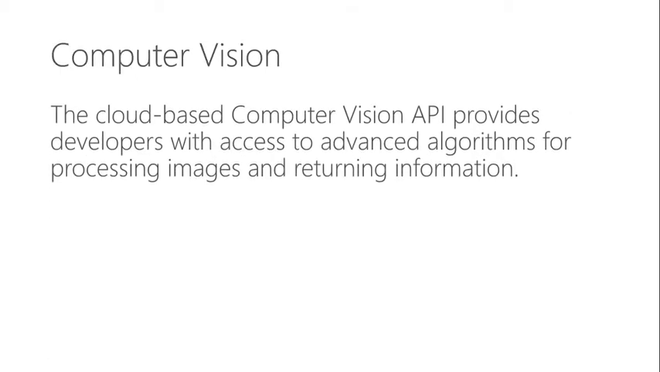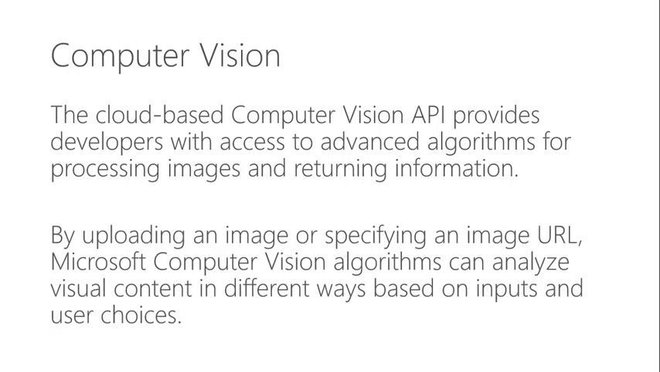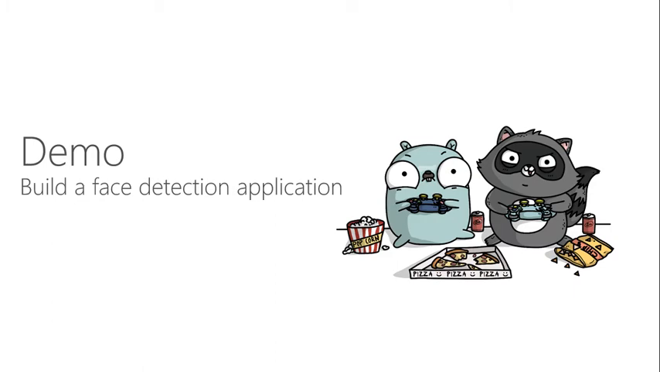For computer vision, the cloud-based Computer Vision API provides developers with access to advanced algorithms for processing images and returning information. By uploading an image or specifying an image URL, Microsoft Computer Vision algorithms can analyze visual content in different ways based on input and user choice. Let's go for a demo. This demo will teach you how to build a face detection application.